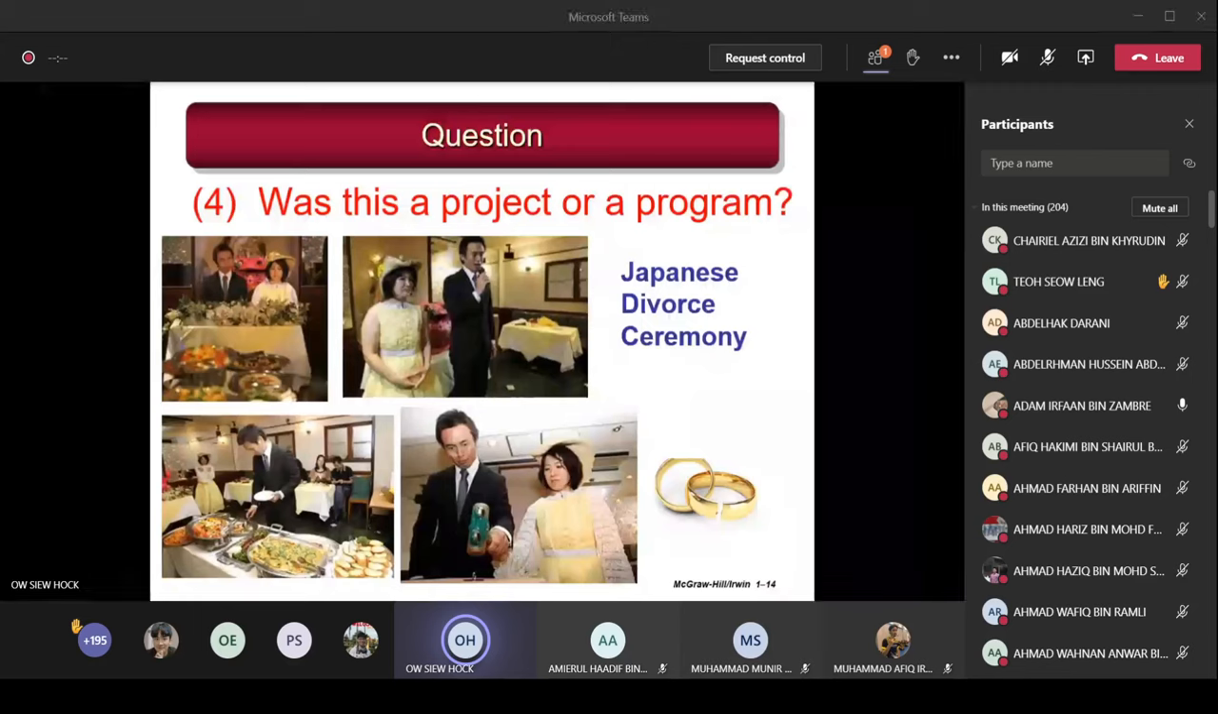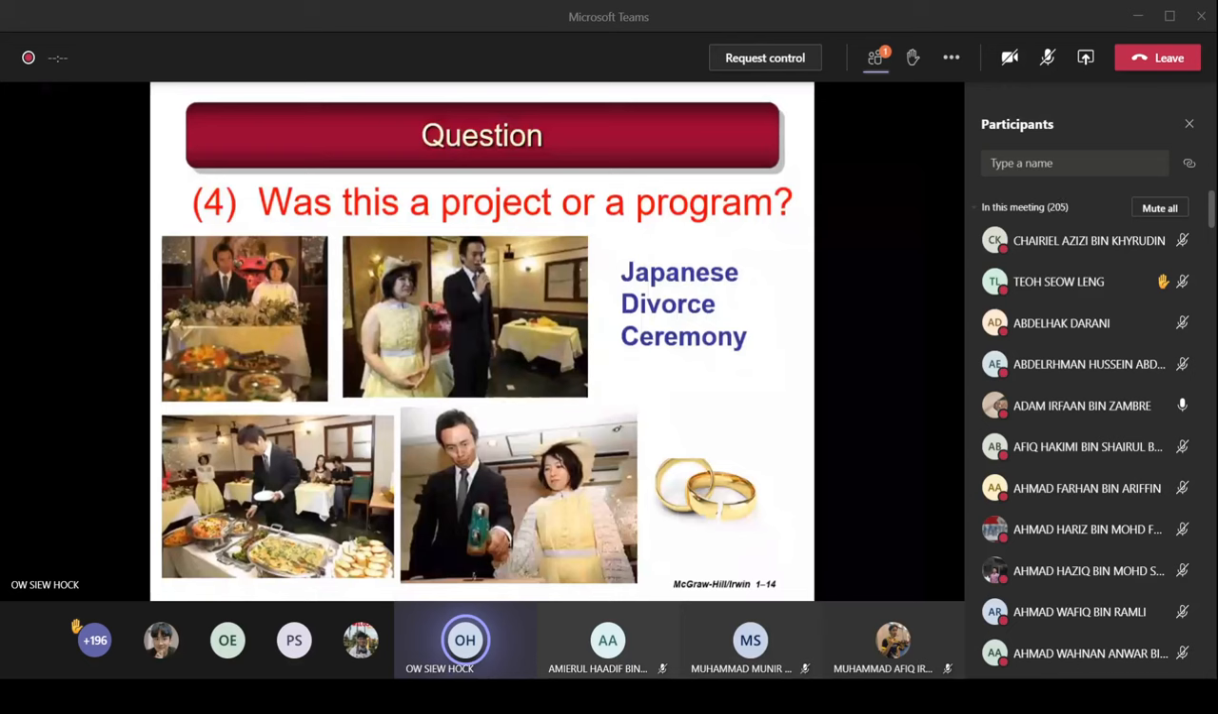Project. This is also a project. It's just for the divorce ceremony. Yeah, because there's a time, a starting and an ending. You see, there's how to define this project or program. You just go through the characteristics in the lecture notes. You follow all this, and if they fulfill all the characteristics of a project, then it is a project.